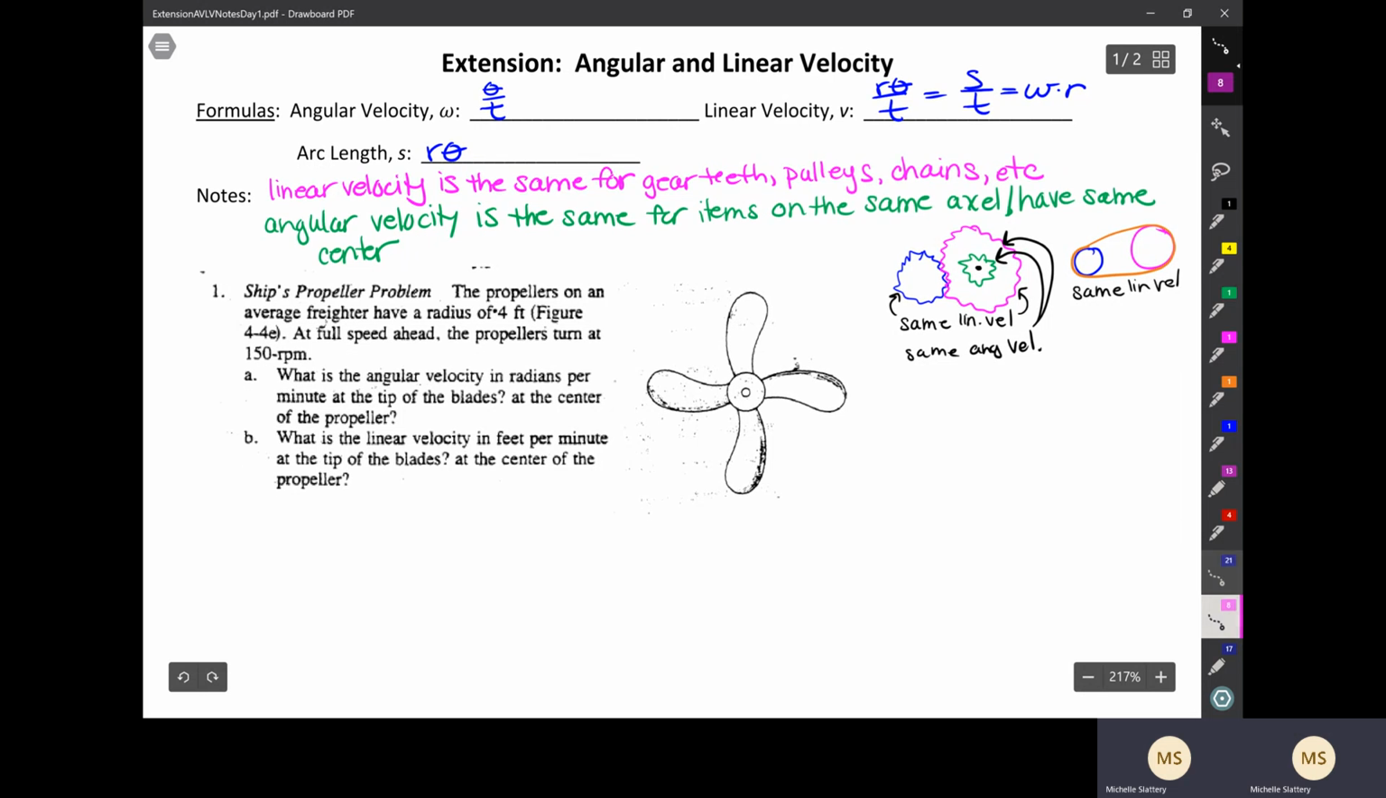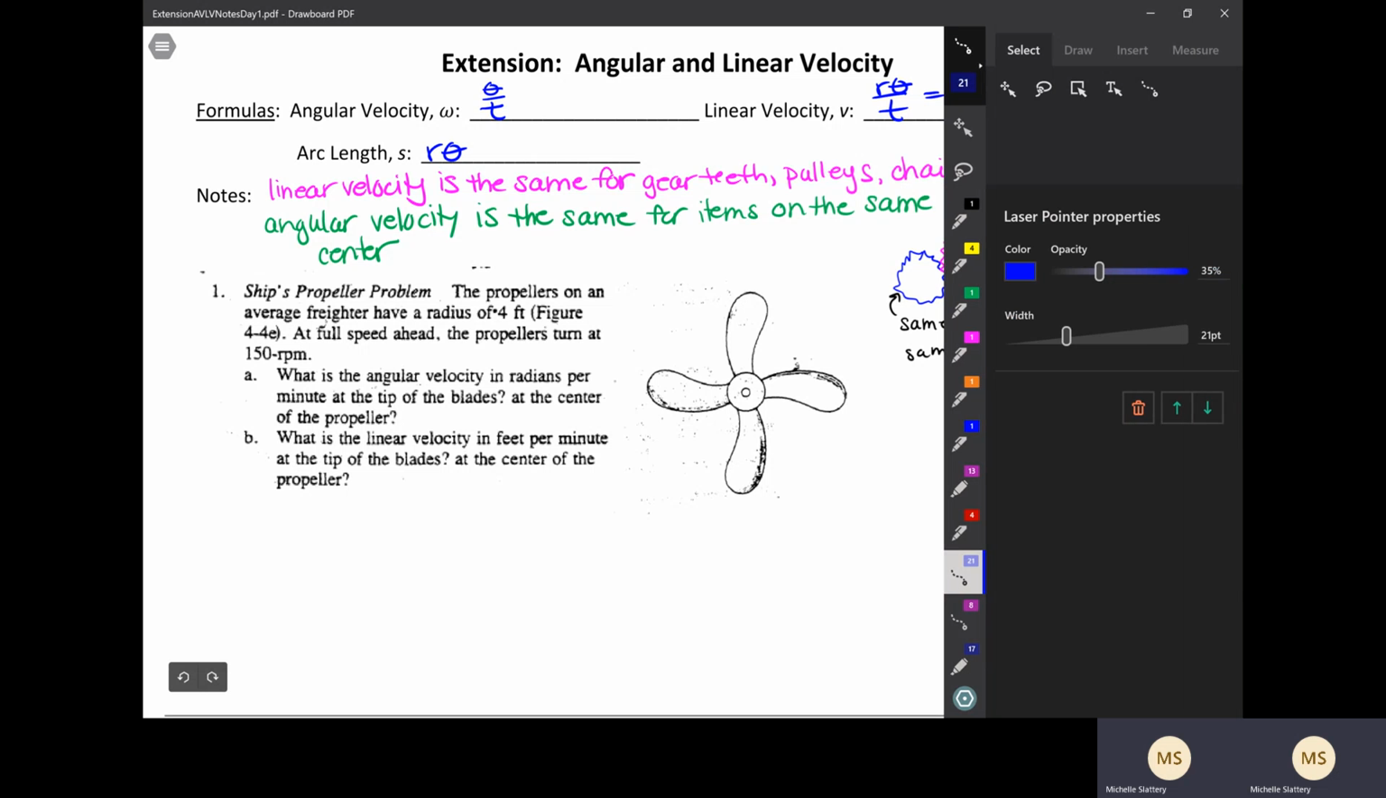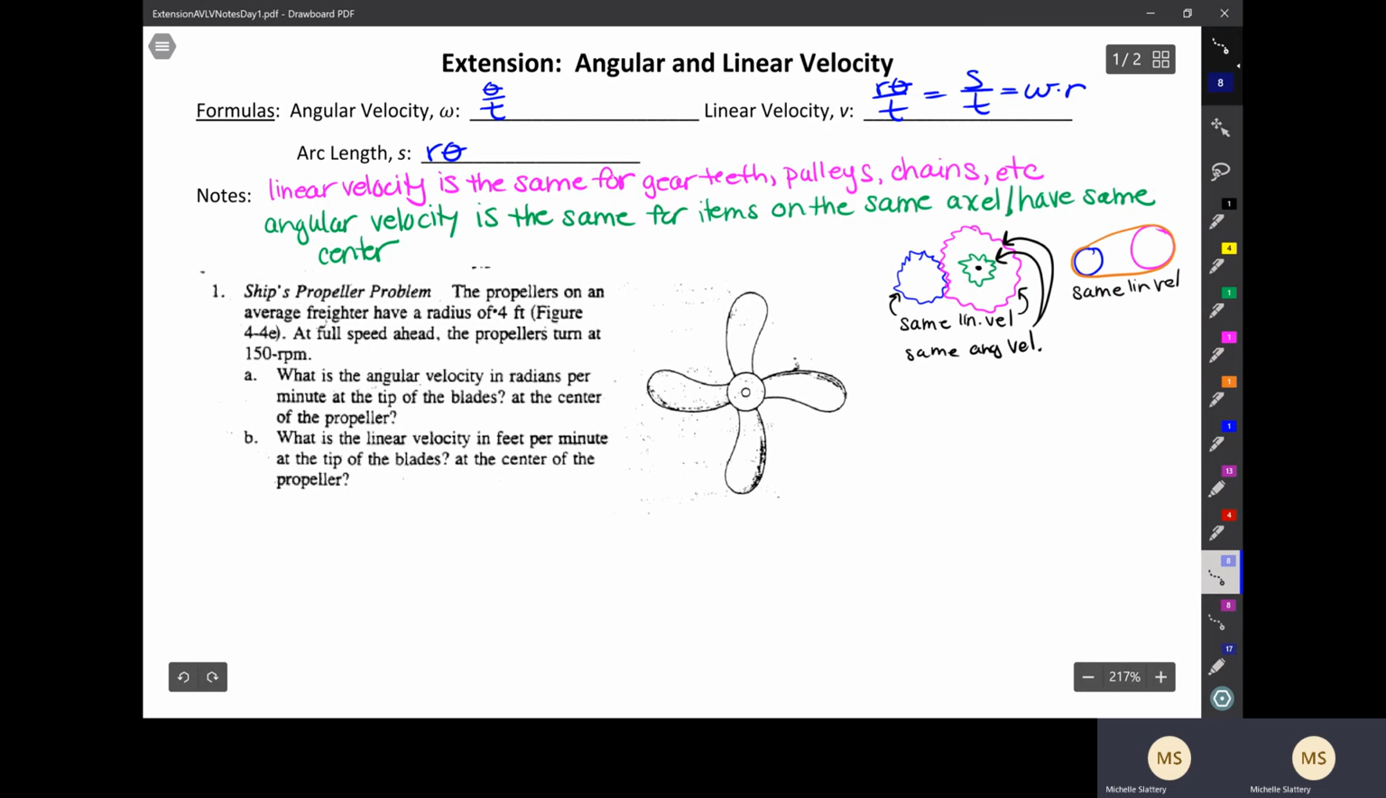Now for angular velocities, we can see that our angular velocity is going to be the same when we have items that are on the same axle or the same center. So here we have this green gear and then the pink gear that are on the same center. So those two there are going to have the same angular velocity. All right, let's take a look at some examples.